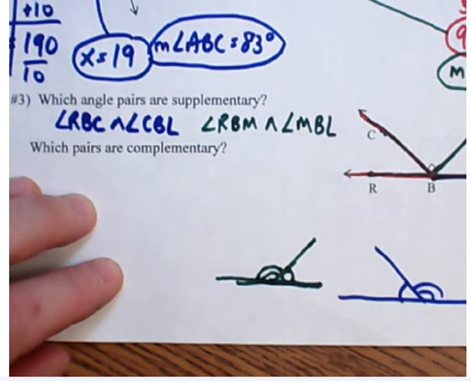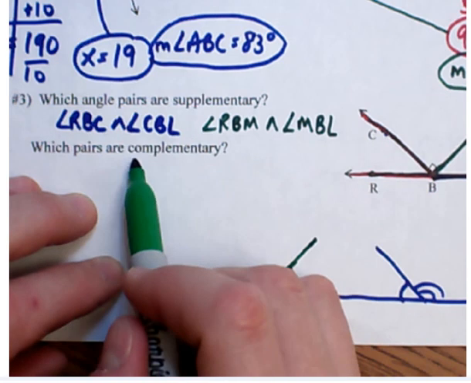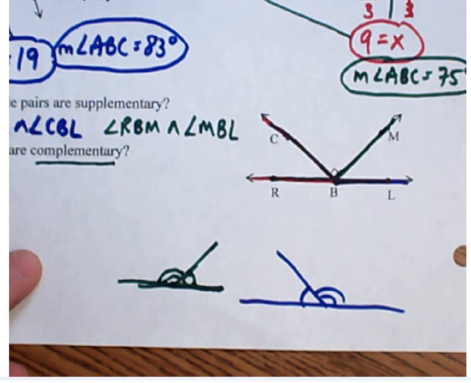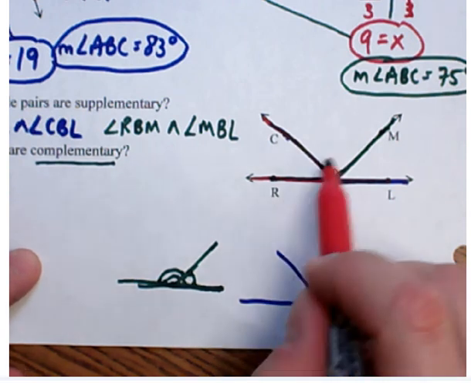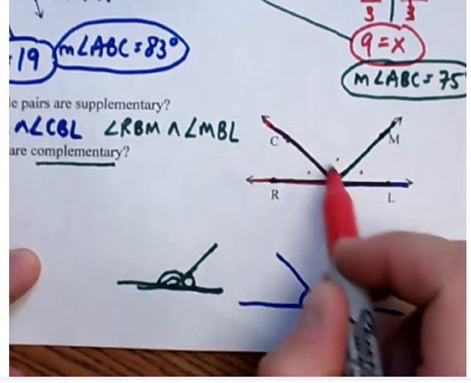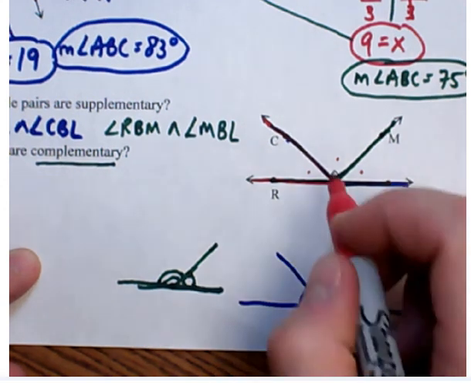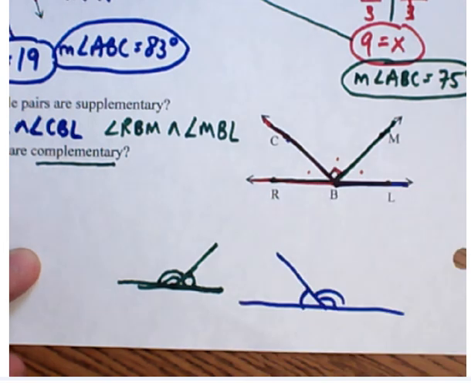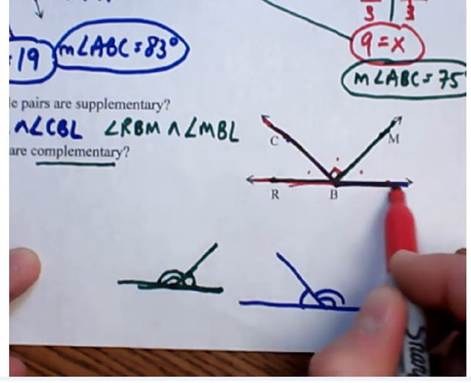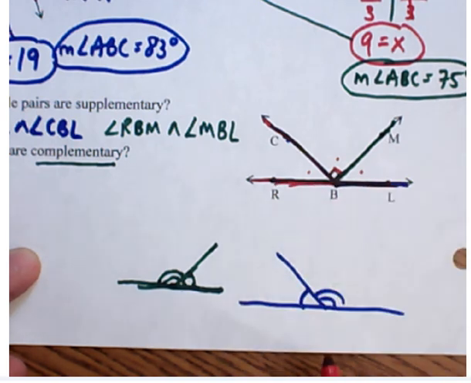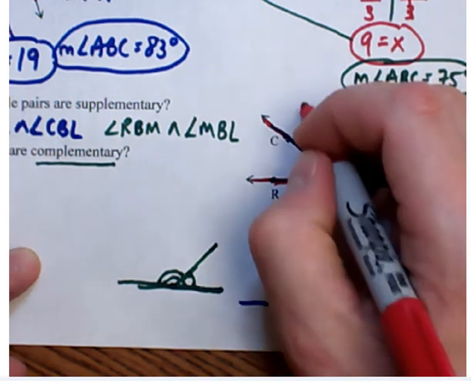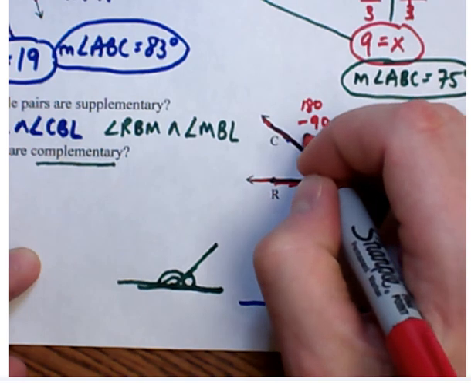Okay, now the second part, which pairs are complementary? Complementary means two angles that add up to 90. Now here's the thing. In this picture here, I see three angles that are next to each other. The one in the middle is 90. Now if I put all three together, I get a straight line at the bottom. That's 180. So if I take out the right angle, if I take 180 minus 90, that leaves me with 90.